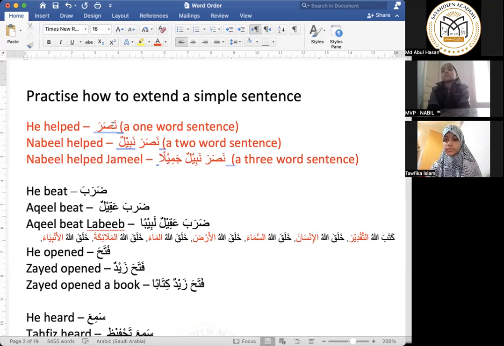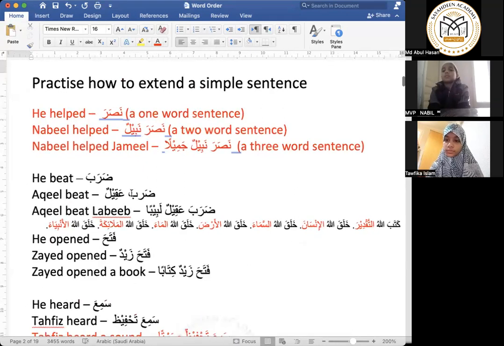So again, a simple sentence is Nasara, he helped. If you want to make it longer, then you add another word as a fa'il, as a doer. So you say Nasara Nabilun, Nabil helped. And then if you want to make it even longer, then you add another word as a maf'ul, as an object. Now it becomes Nasara Nabilun Jamilan. And now it's a three-word sentence. Now it means Nabil helped Jamil. Nasara, he helped. Nasara Nabilun, Nabil helped. Nasara Nabilun Jamilan, Nabil helped Jamil.